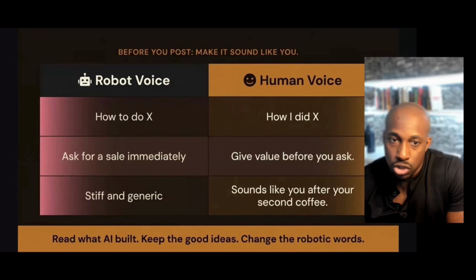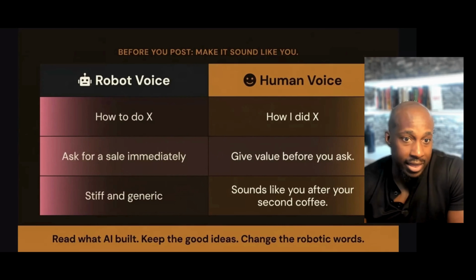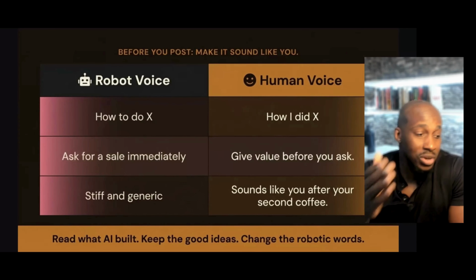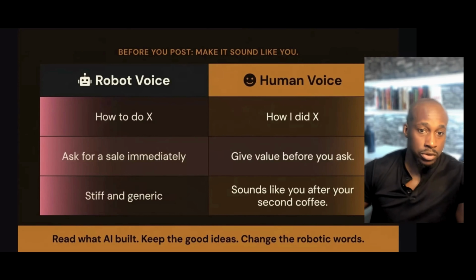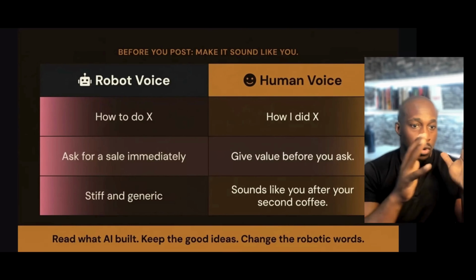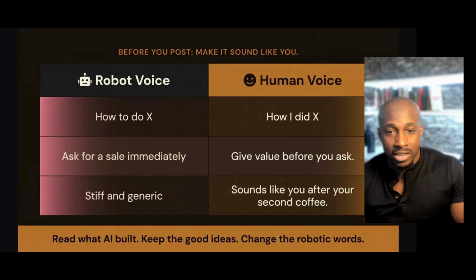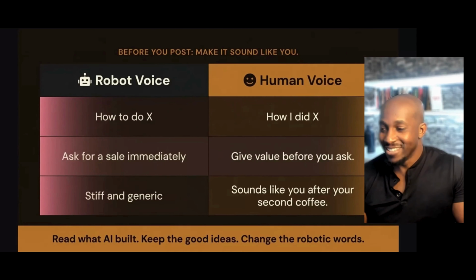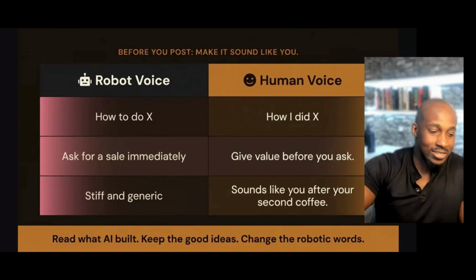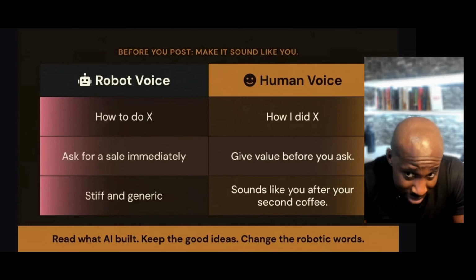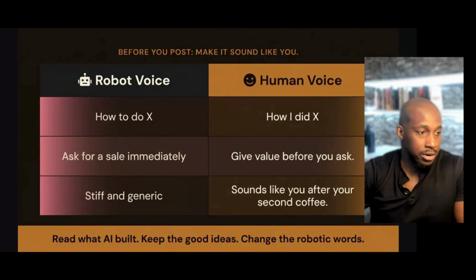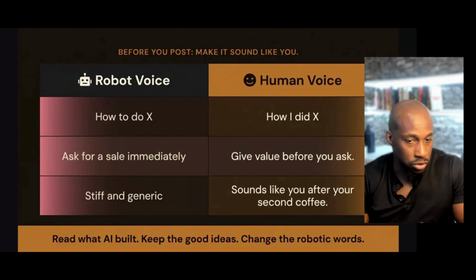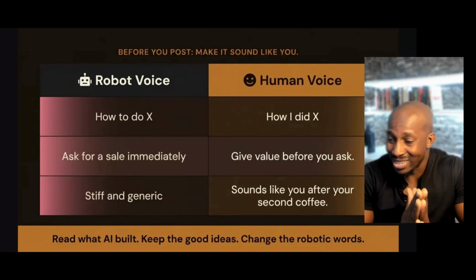If that makes sense. So, like I said, the content operating system gives you the structure. Your voice gives it life. And there's a very specific difference between what AI produces and what sounds like you. I call it robot voice versus the human voice. Robot voice says, here are 5 things for growing your Instagram, right? You can tell someone's reading. But the human voice says, I grew my Instagram by doing one thing differently, and here's exactly what I did. The robot voice asks for a sale in the second paragraph, but the human voice gives value for 3 paragraphs before it mentions anything you can buy.